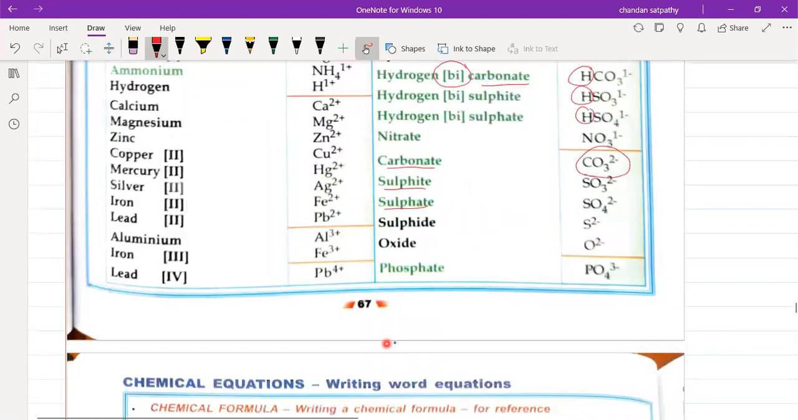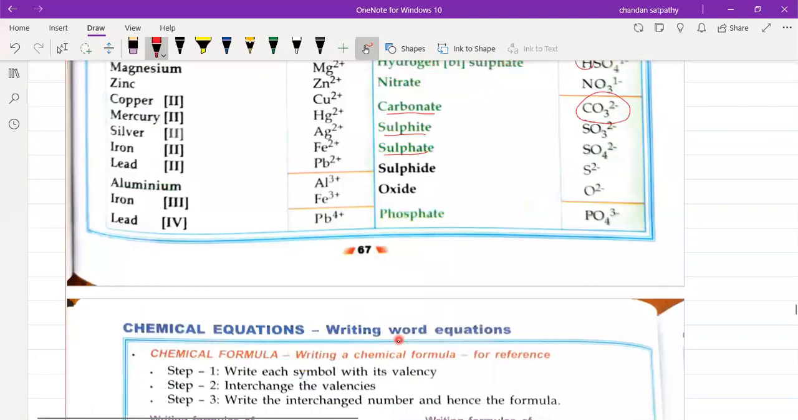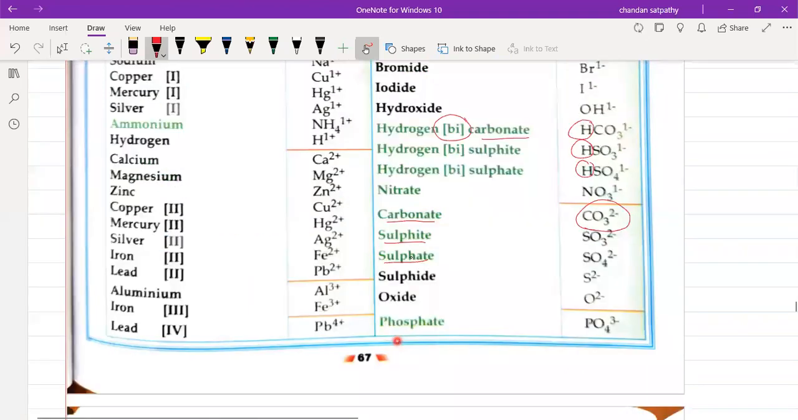In the next class, we will understand how to write the formulas. If you have any doubt, you can ask me now.